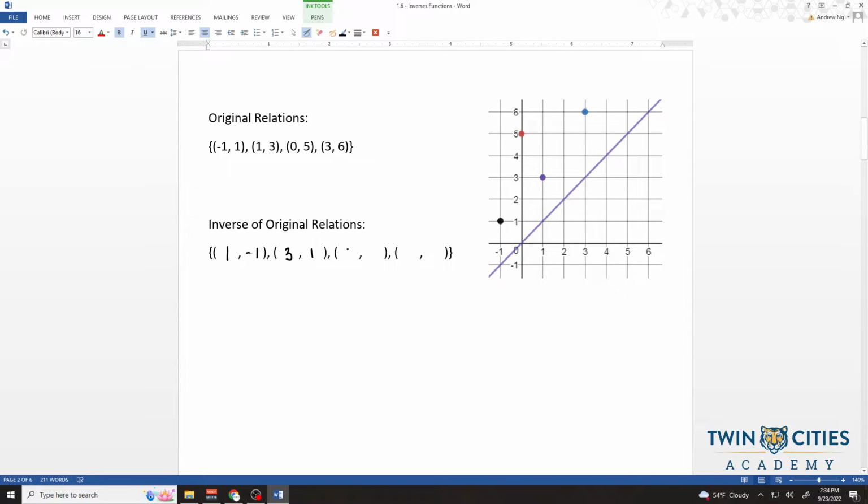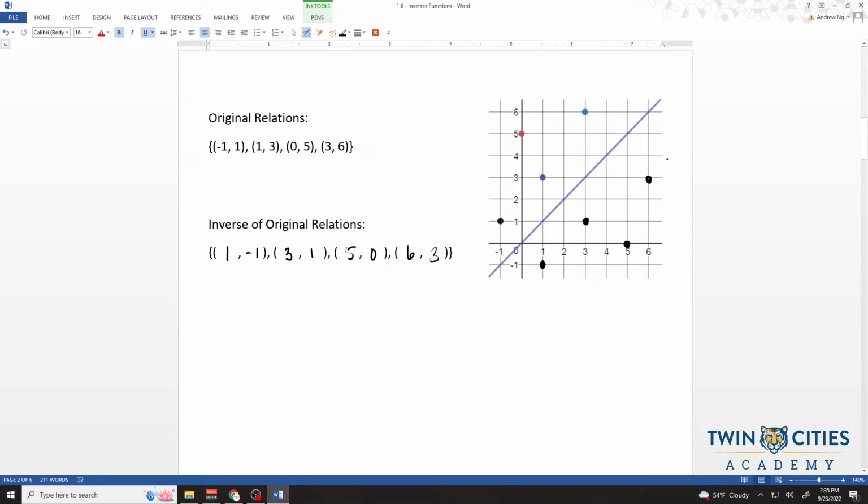0, 5 would be 5, 0. And then 3, 6, this would be 6, 3. Now what happens if I were to take these new points and plot them on the same graph here? Let's see, 1, -1. So 1, -1 would be right here. 3, 1, 3, up 1. 5, 0, 5, 0 right here. And 6, 3, 6, and up 3, 1, 2, 3.